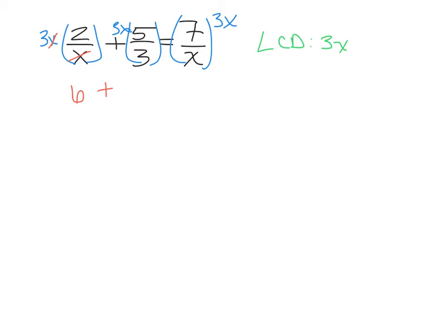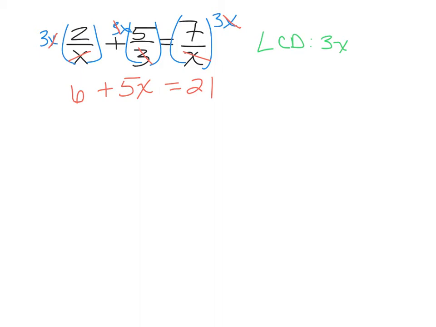I see that 3 and 3 cancel. So we have 5x remaining. 5 times x is 5x. And finally, on the right side of the equation, we have x and x cancel. So we have 7 times 3, which is 21 remaining.